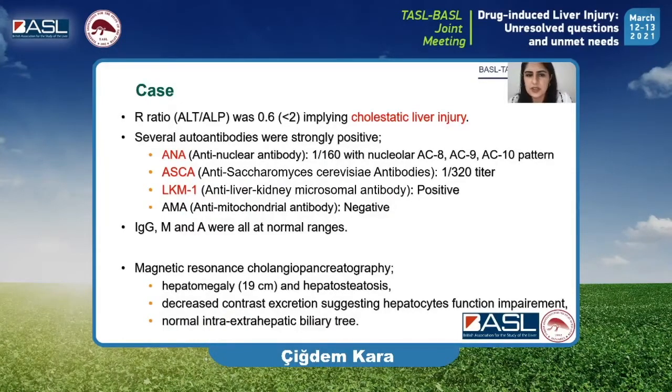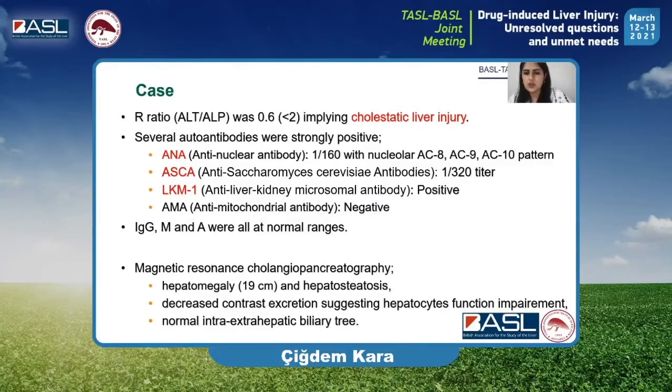Several autoantibodies were strongly positive. Antinuclear antibody 1/160 with nuclear pattern positive. Anti-Saccharomyces cerevisiae antibodies 1/320 titer positive. Anti-liver kidney microsomal antibody positive. Anti-mitochondrial antibody was negative. Immunoglobulin G, M, and A were all in the normal range.